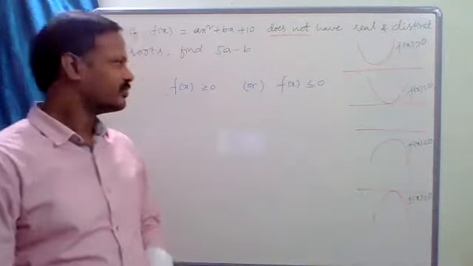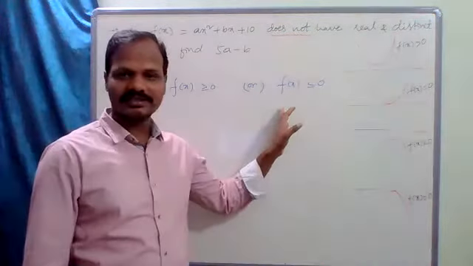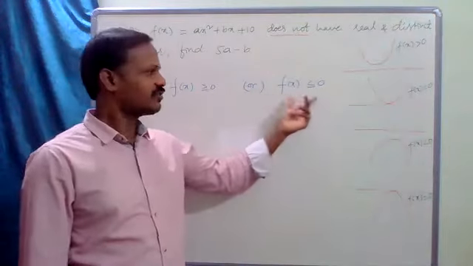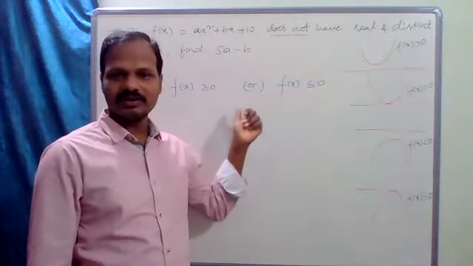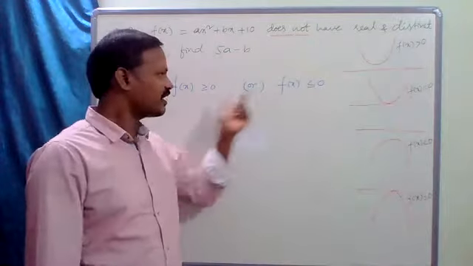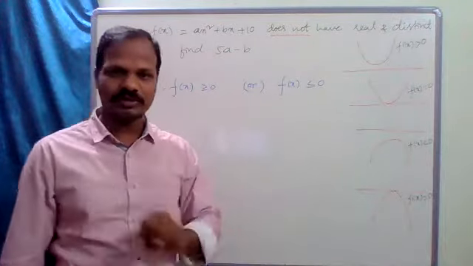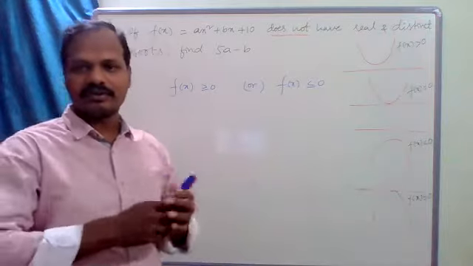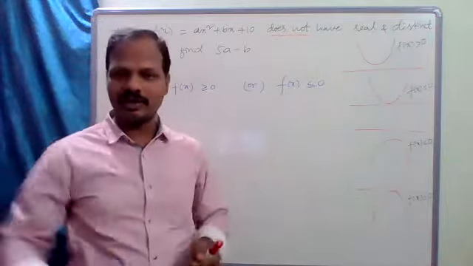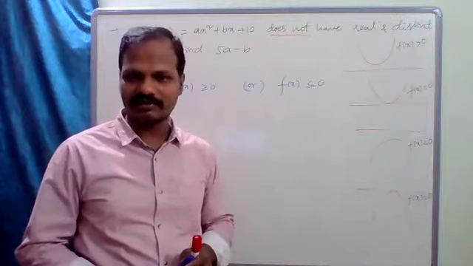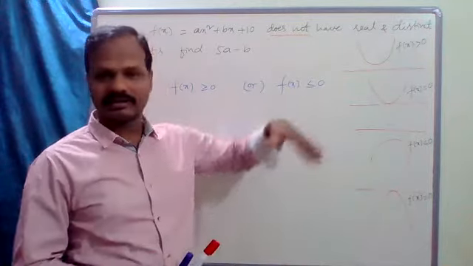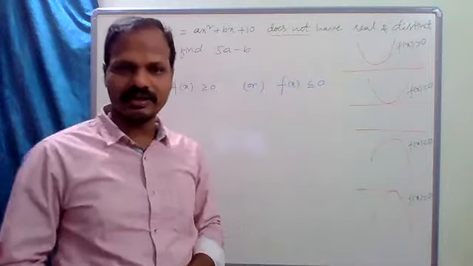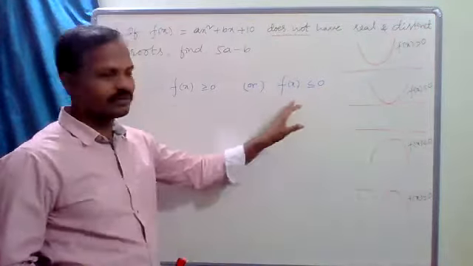Okay, fine. Now in these two cases, which is the correct one? Either f of x greater than or equal to 0 or f of x less than or equal to 0. Only one is possible. The graph cannot be first above the x-axis and then below the x-axis for a quadratic. Either above the x-axis or below the x-axis. Only one case is there.